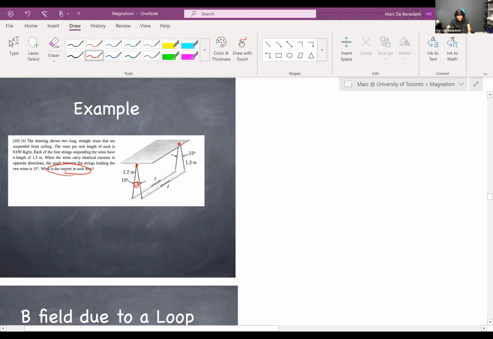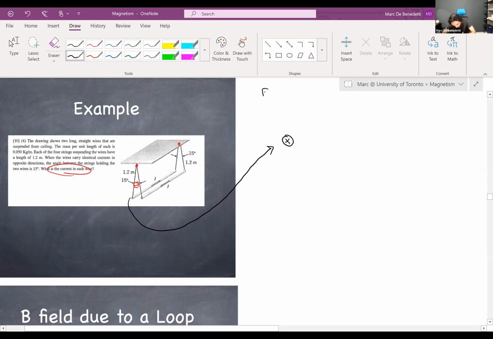So again, this is a forces question, because the system is in equilibrium. There's a force pushing them apart, causing an equilibrium angle, 15 degrees. So it's a forces question. Let's just draw a free body diagram. So this is a free body diagram of the left wire. If you want to draw one of the right wire, knock yourself out. So here, the current's going into the page. What are the forces acting on this wire?